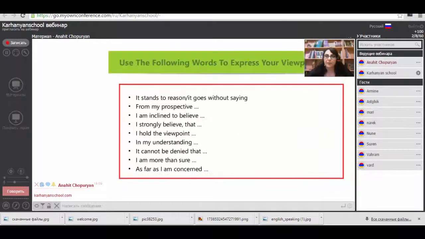Okay, let me show you some ways of expressing your viewpoint. It stands to reason. It goes without saying. From my perspective, I'm inclined to believe. I strongly believe that. I hold the viewpoint that. In my understanding. It cannot be denied that. I am more than sure. Yes, as far as I am concerned. These phrases can really help you to start your speech, to organize your speech, okay?